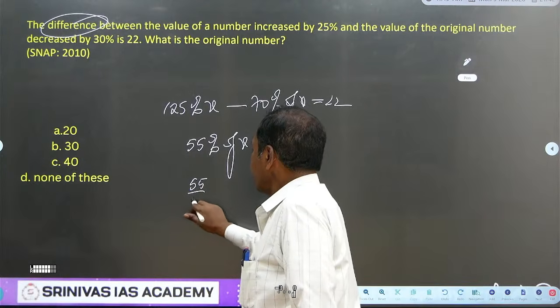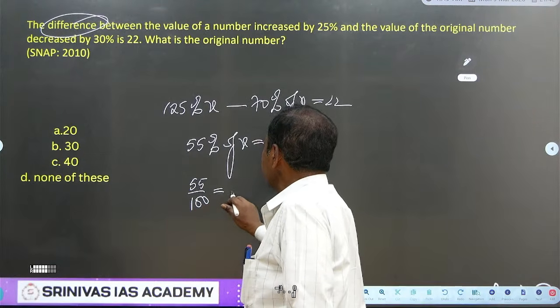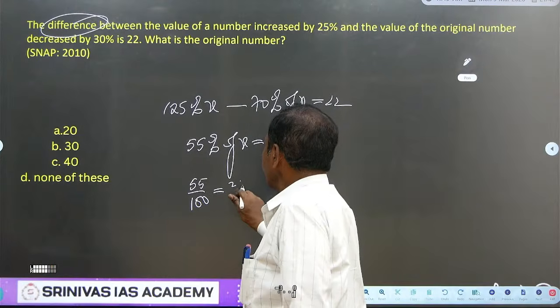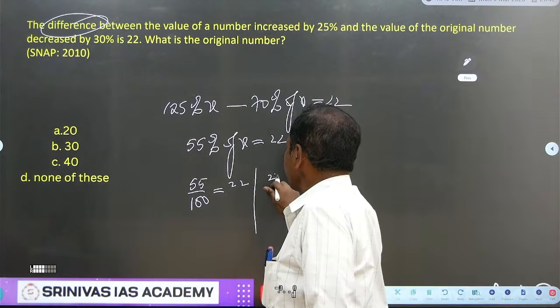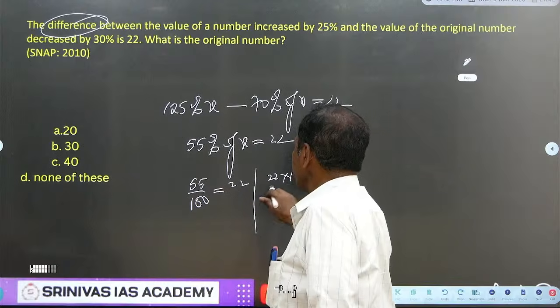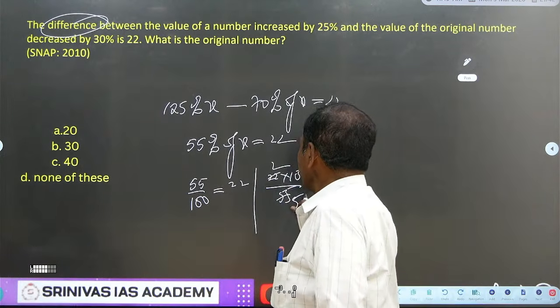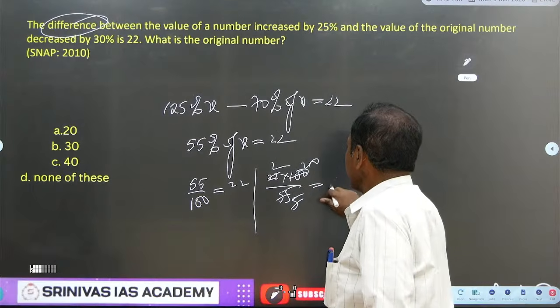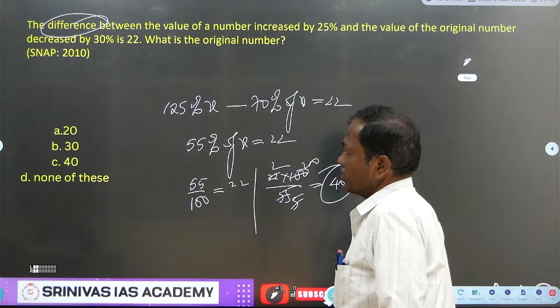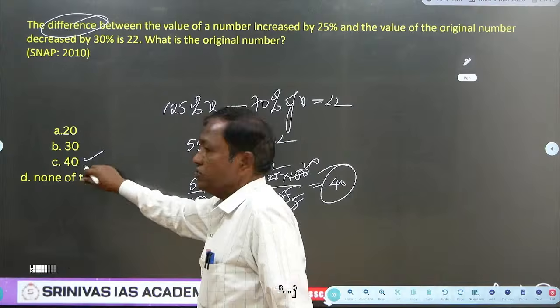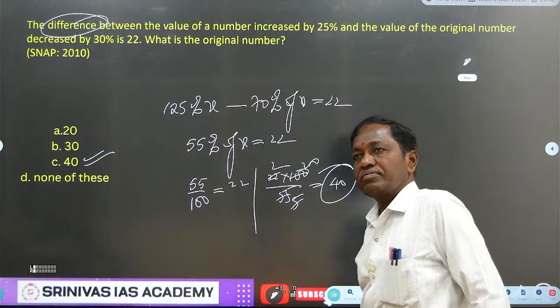55 by 100 is 22. What happens now? 22 into 100 by 55. 11 2s are 22, 11 5s are 55, and 5 twenties... 40. Option C. Do you see the option there? 40.